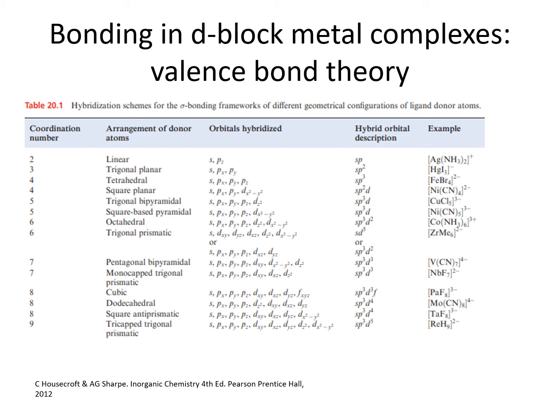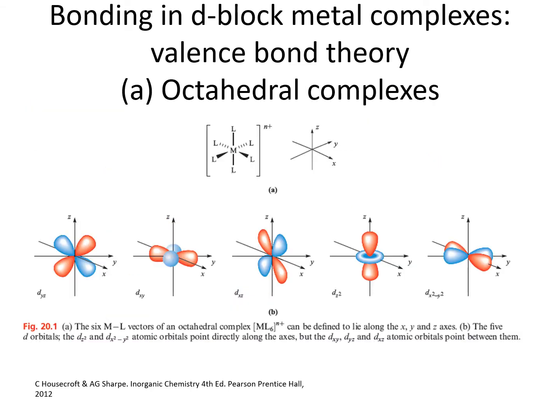For those with coordination number 6, we have the octahedral, so the hybridization would be s, px, py, pz, dz squared, dx squared minus y squared. So for this octahedral, we have sp3d2 hybridization. For these octahedral complexes, this is how it would look. You have a metal center, and then ligands surrounding it. So these are 6 ligands.